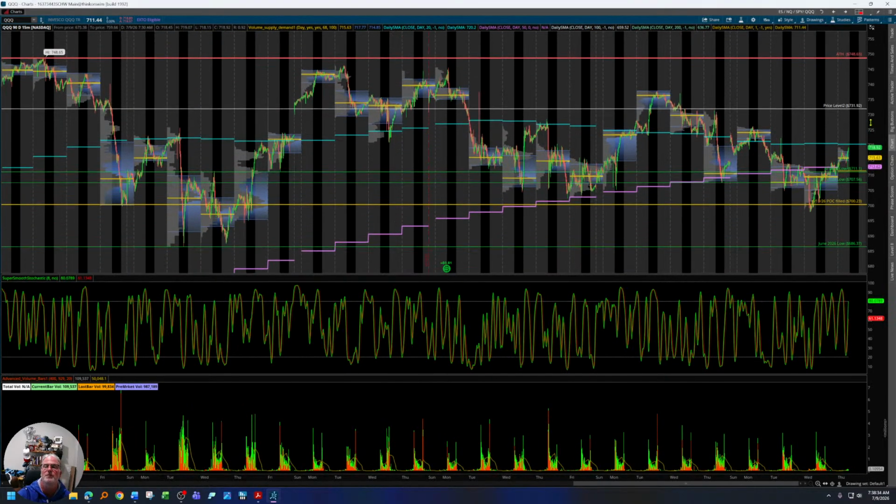So here's the same thing on the Qs. We're sitting right here below 720.21. If you can get above that, then you can push to 731.25. We are holding above the 50, which is good right now. The 50 is sitting at 712.62.